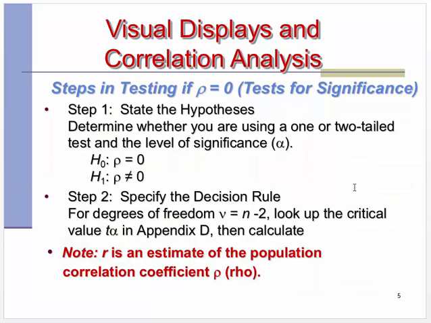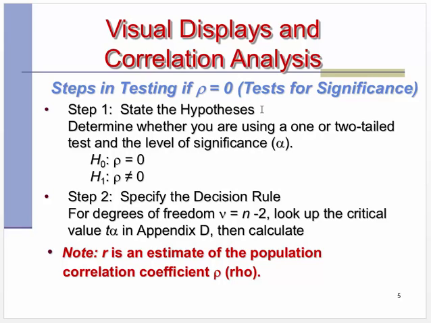Now, how do we test for this correlation? We can test using rho. This Greek letter is rho. R is an estimate of the population correlation coefficient rho. Right? This rho is the population correlation coefficient. So how do we test for this?